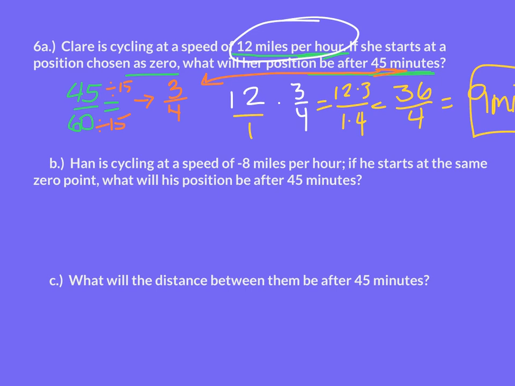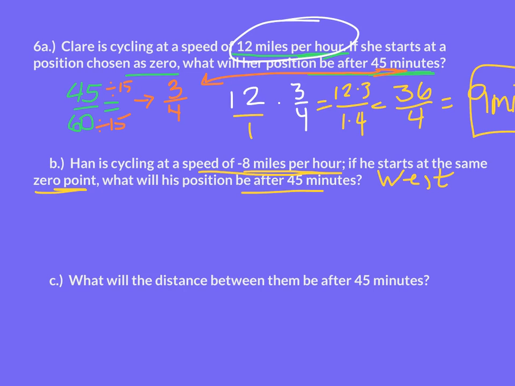Next, we have Han cycling at a speed of -8 miles per hour. I know this is weird looking, because how can you be going -8 miles per hour? Remember we talked about that if we were comparing east to west. So in this case, Han would be going west, right? He's also starting at the same 0 point. What will his position be after 45 minutes?